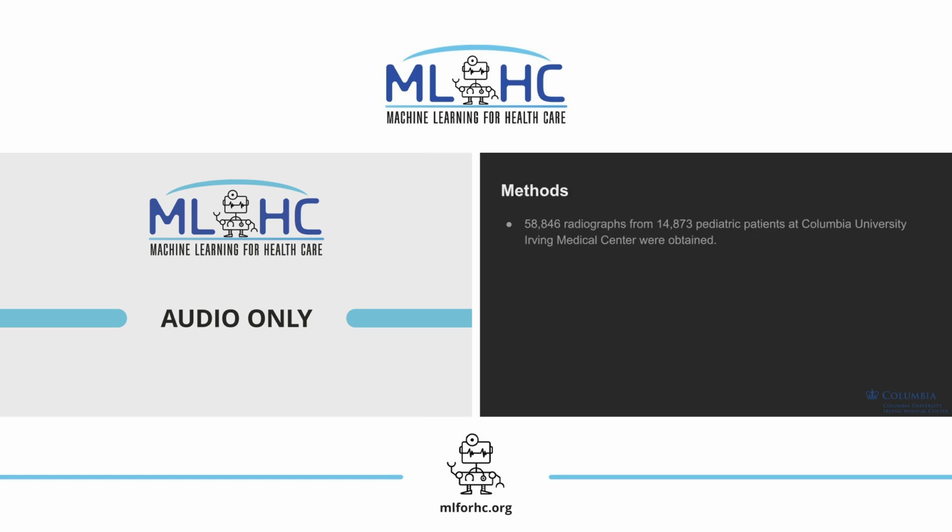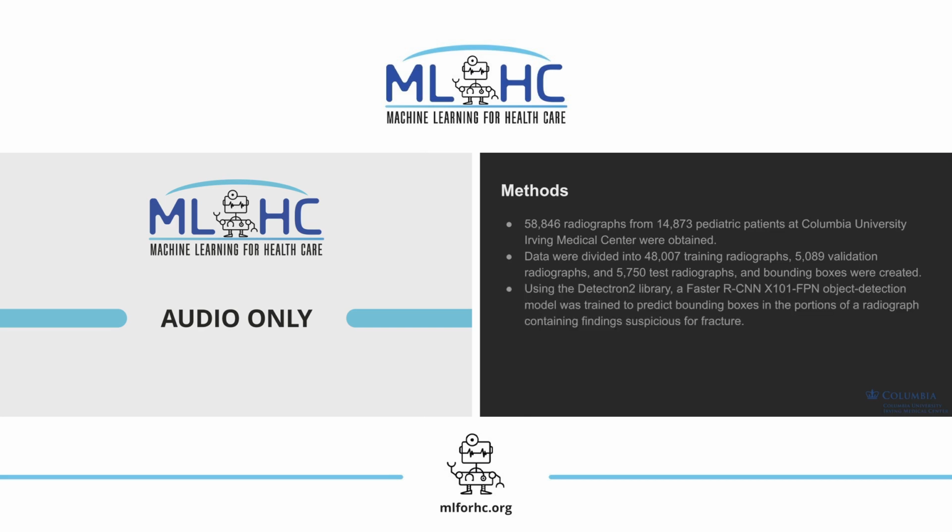We obtained over 58,000 radiographs from pediatric patients at Columbia University Irving Medical Center. We divided our data into train, validation, and test sets, and we manually delineated with bounding boxes the portions of each radiograph that contained findings suspicious for fracture. Using the Detectron-2 library, we then trained a Faster R-CNN object detection model to detect fractures in radiographs.